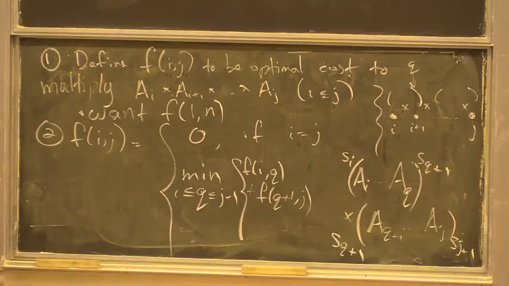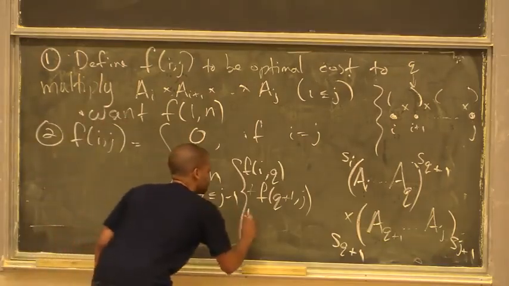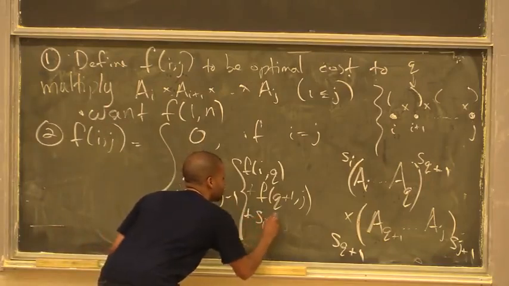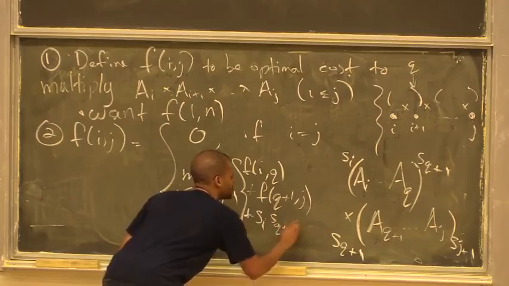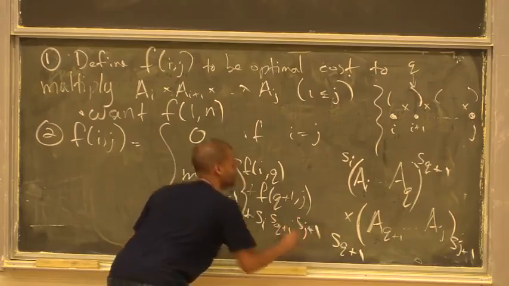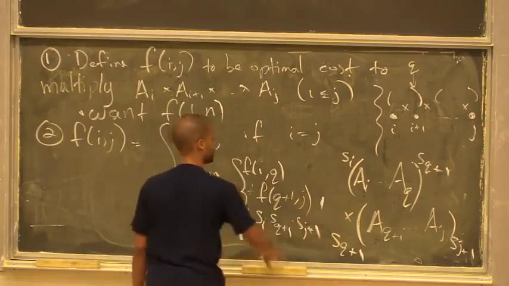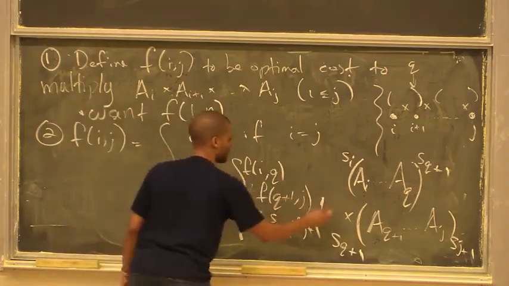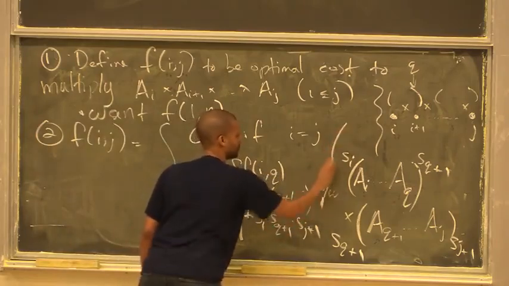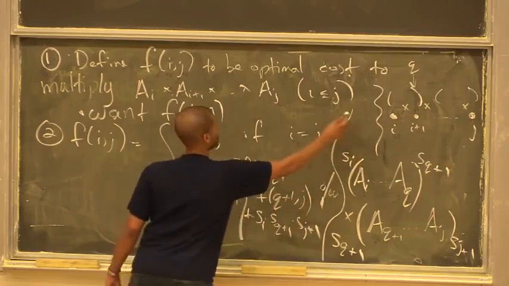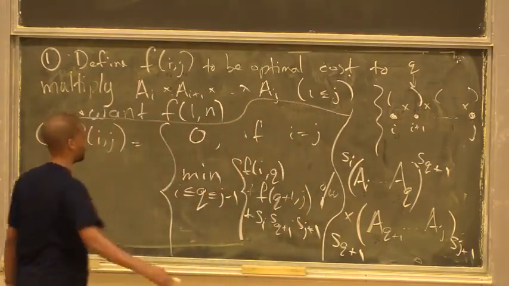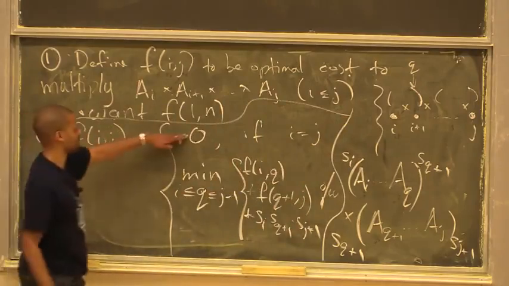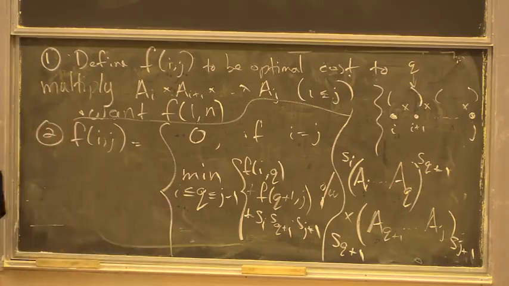So the cost to do that final multiplication is going to be plus s_i times s_q plus 1 times s_j plus 1. So it's either 0, and this is otherwise. Okay, so that's the recursion. Base case, and then the recursive step. Questions? There aren't that many of us, so feel free to ask questions.